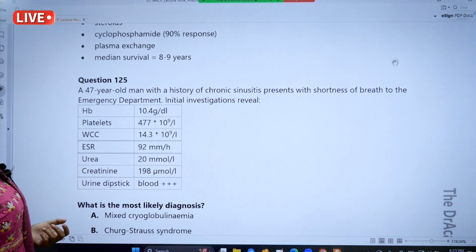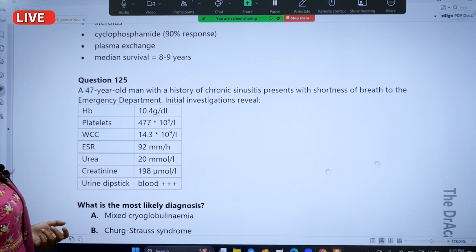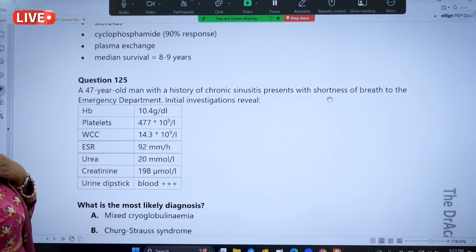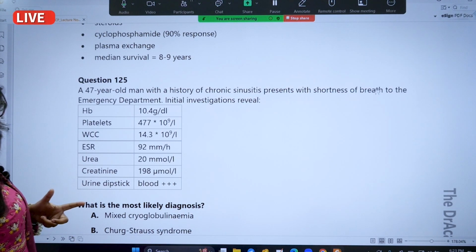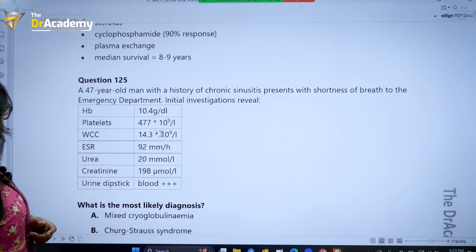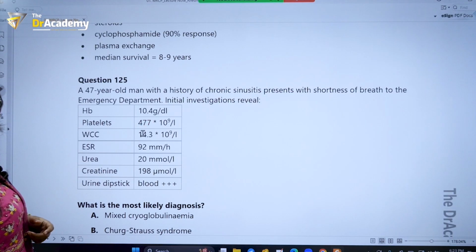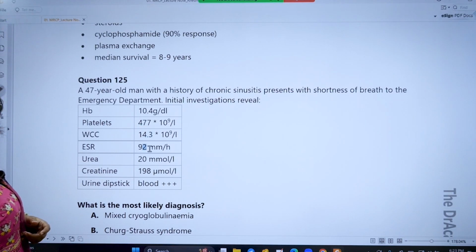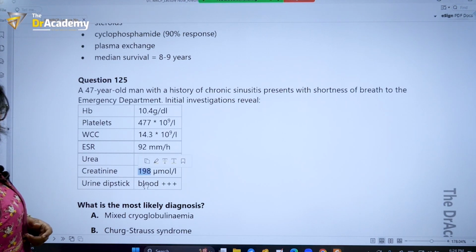History of chronic sinusitis is already indicative of upper respiratory tract infection, with shortness of breath, that is lower respiratory tract infection. Initial investigation shows low hemoglobin. Platelet is normal, but WBC count is slightly raised. ESR is high, serum urea is increased, creatinine is also increased. Urine dipstick is showing blood 3+.